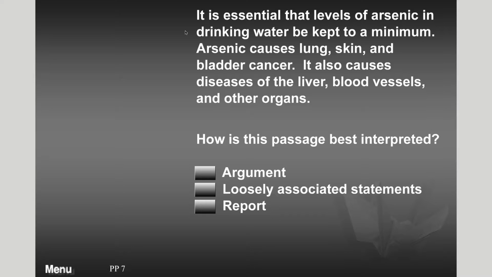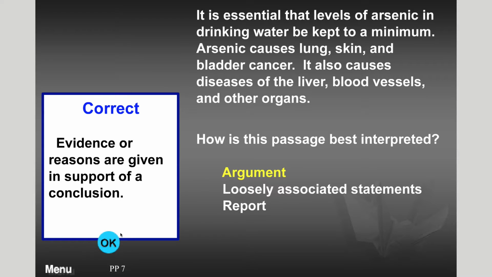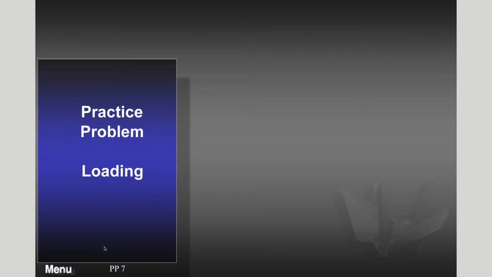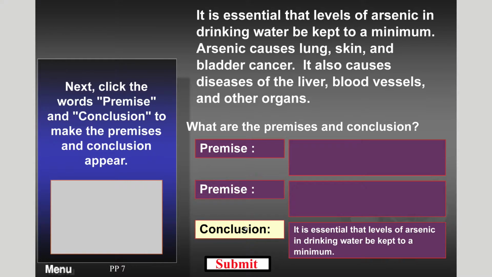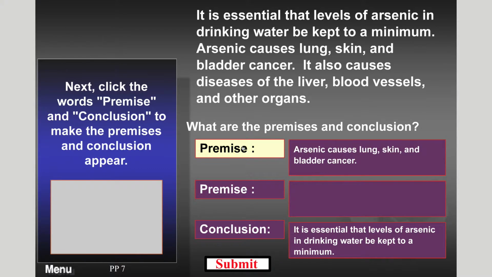And then you might go, why? It causes lung, skin, and bladder cancer, premise one. It also causes diseases of the liver, blood vessels, and other organs. In other words, this is best interpreted as an argument. All right? Evidence or reasons are given in support of a conclusion. So again, first step first, let's put in our conclusion. It's essential that the levels of arsenic in drinking water be kept to a minimum. Why? Because arsenic causes lung, skin, and bladder cancer.